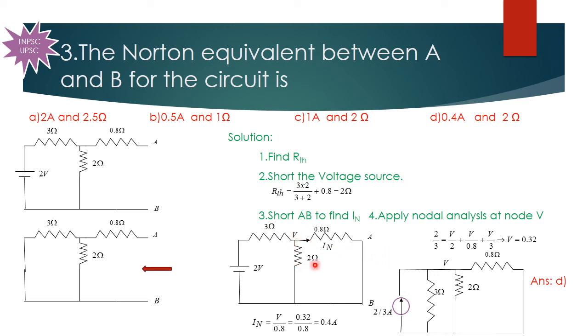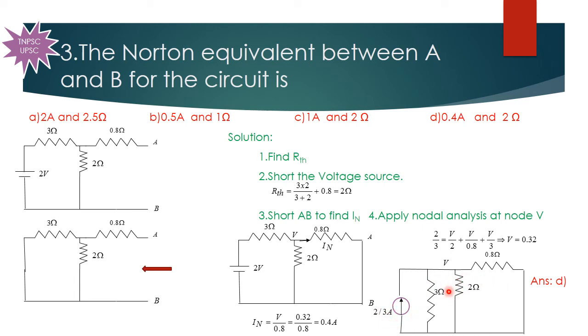So here we are going to apply nodal analysis at the node V. Since we are applying nodal analysis, we have to convert this voltage source into a current source. If you are converting a voltage source into a current source, you will be getting a current source parallel with the resistor. So by using Ohm's law, we can get the current value as 2 by 3 amperes. That is, this is V, this is R. So V by R equal to I according to Ohm's law.